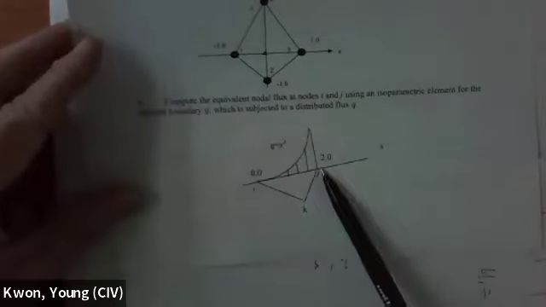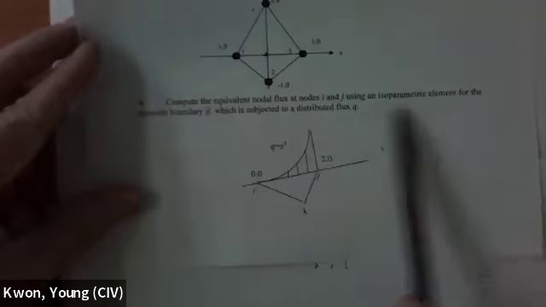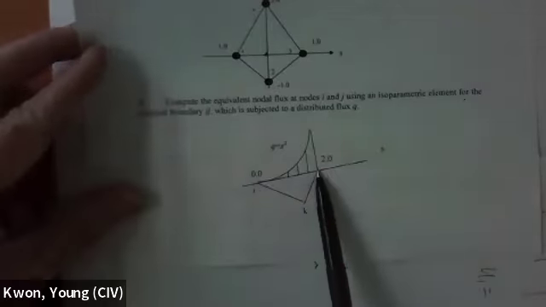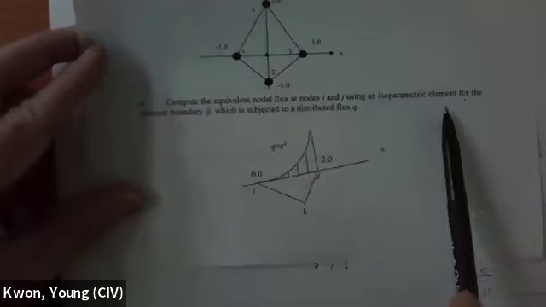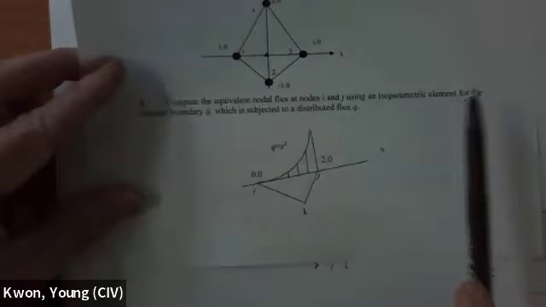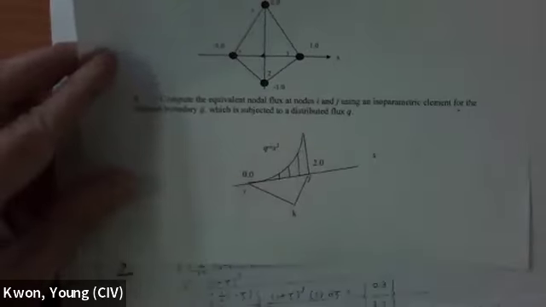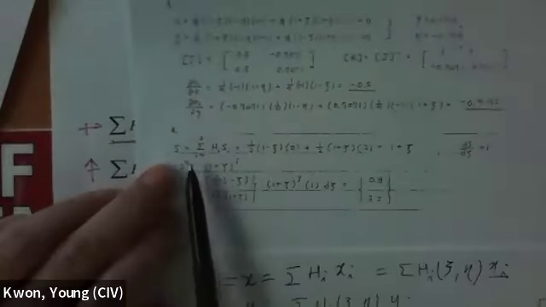And the last one is to find the distribution of the flux at the boundary. But the key is using the isoparametric element. If you use a conventional element, yes, you'll get exactly the same answer. But the question is whether you can apply the isoparametric element. If you did not use the isoparametric element, then definitely I will subtract some points.